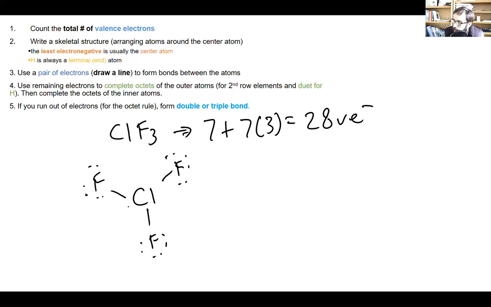So we have 24 electrons accounted for, but we have 28 valence electrons. So we need to add 4 more electrons. And where are we going to add them? On the chlorine. Because that's all we can do is on the central atom. That's all we can do.